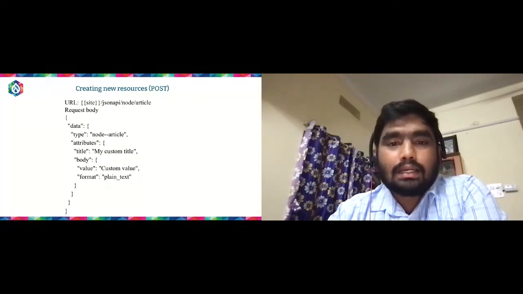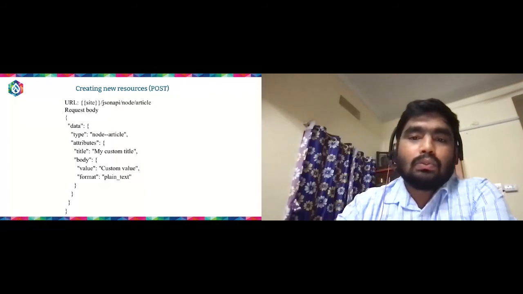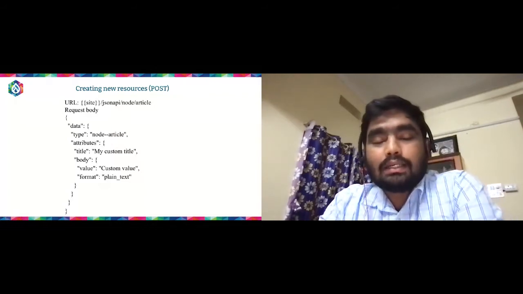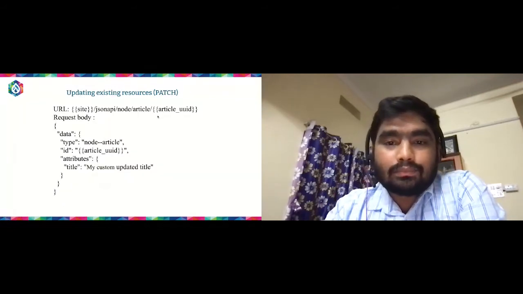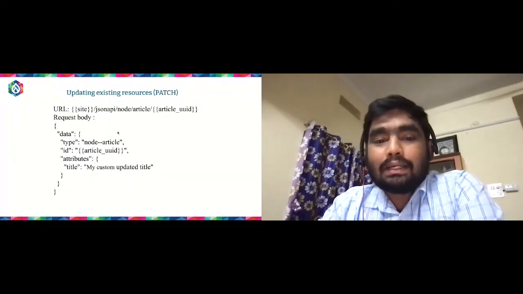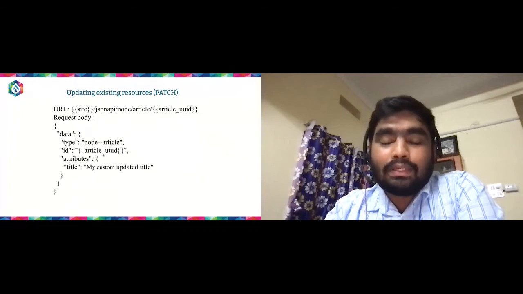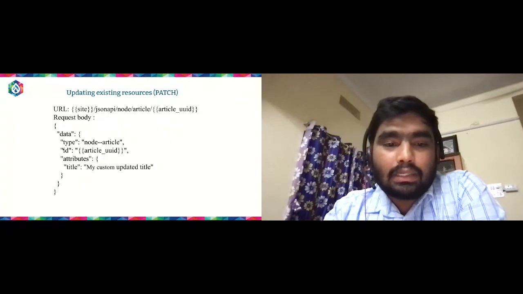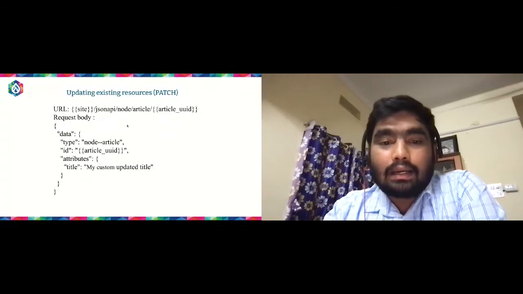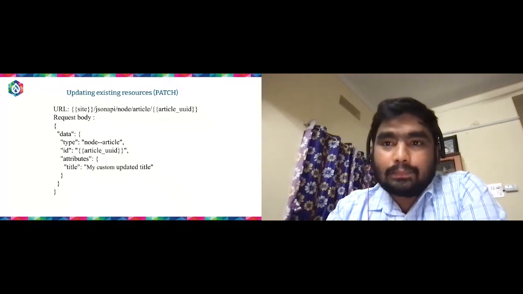The next thing is updating an existing resource. So we can use the PATCH method here, the HTTP method. Here we need to pass the specific article UID because we want to update that specific article. So in this case, we need to pass the ID. Then it will automatically update that particular article.